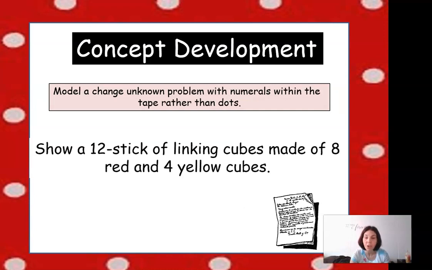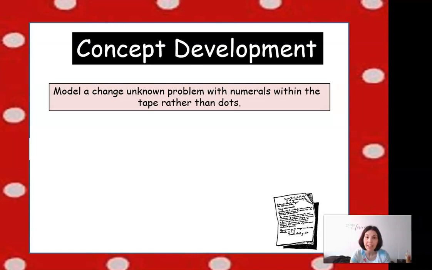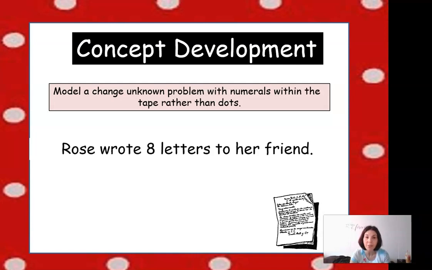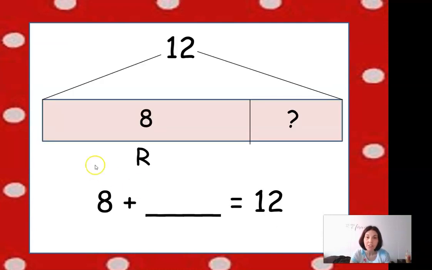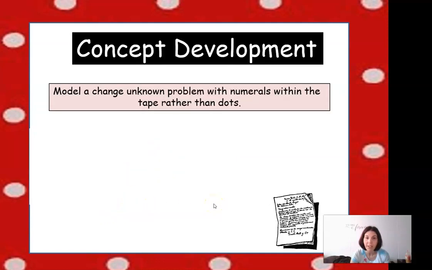We can also show this problem using linking cubes. So we would need 8 linking cubes. She wrote 8 letters to her friends. So we would show the number 8 here. And this R represents Rosie because she's the one who wrote the letters. So Rosie, this is how many she wrote so far, 8. 8 plus what equals 12?